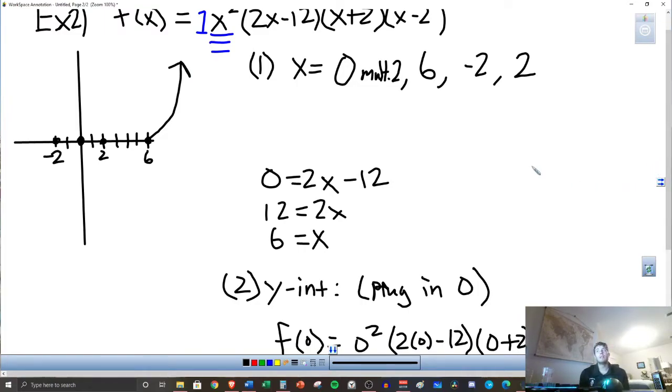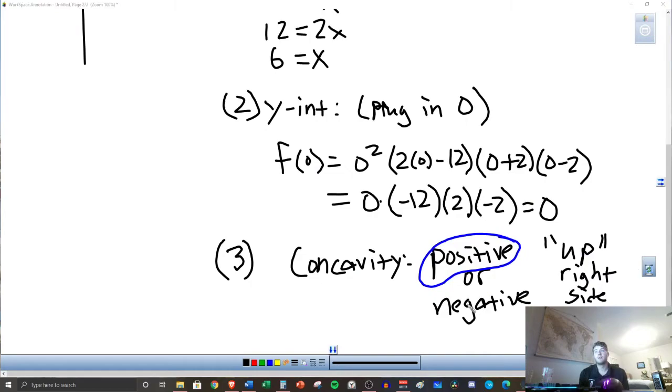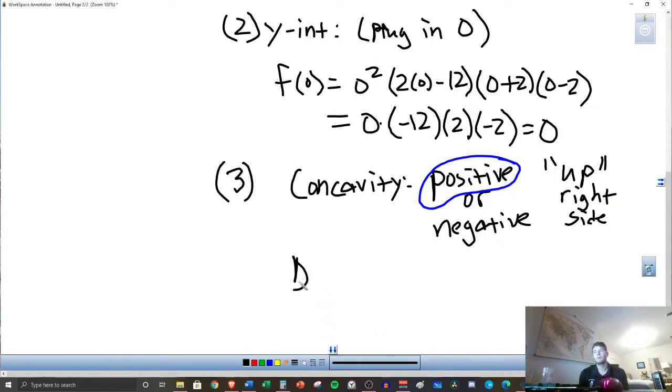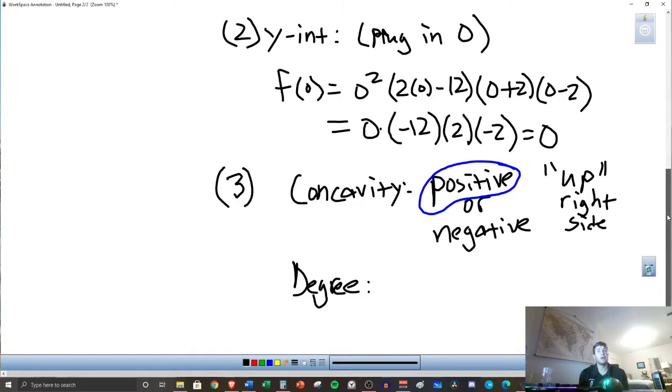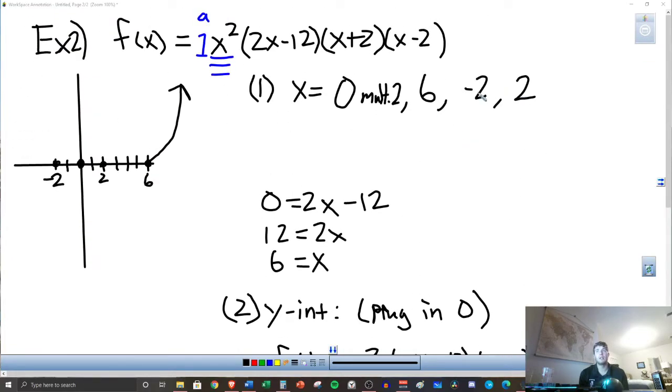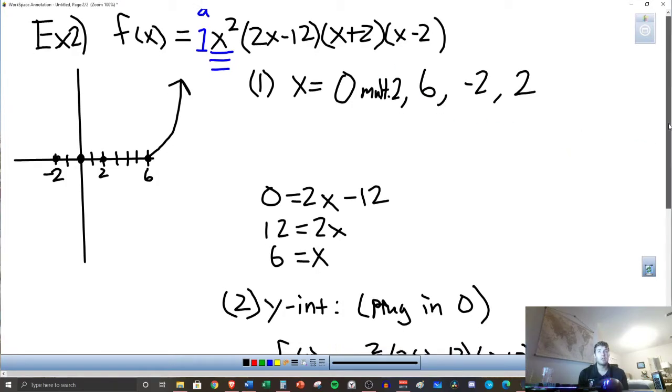Now, what is happening on the left side? Is it same direction or is it opposite directions? Well, what is our degree? Well, the degree of this function, remember we have to count the zeros. How many zeros are there? 1, 2, 3, 4, but this one counts twice. So our degree is actually 5.